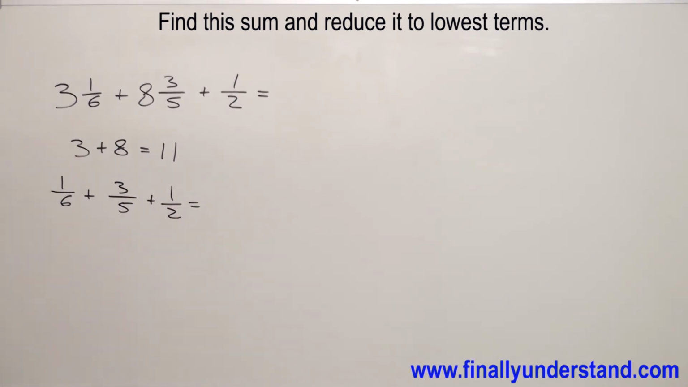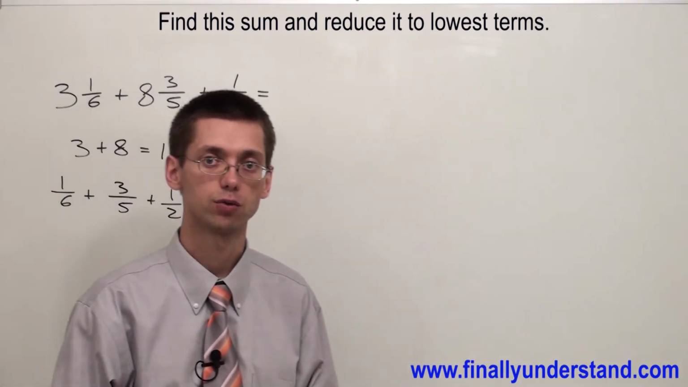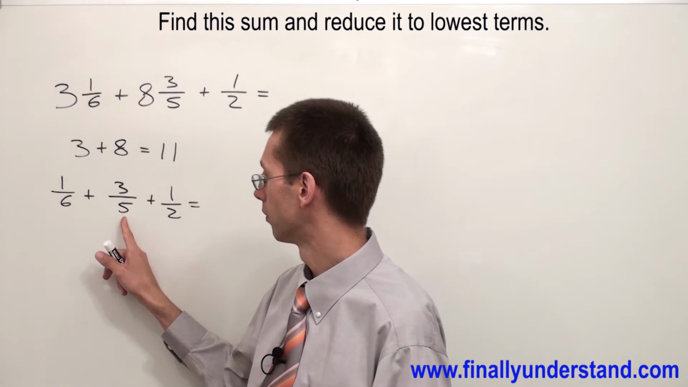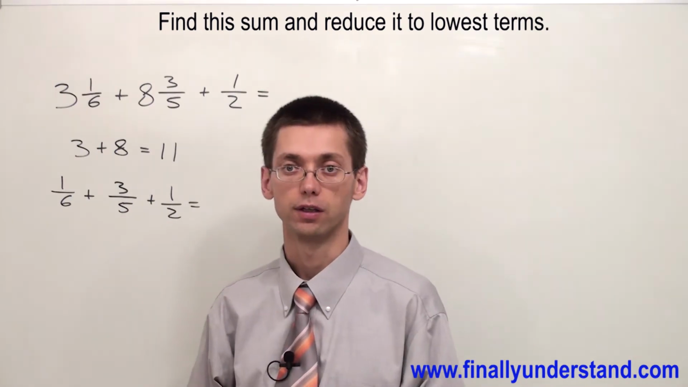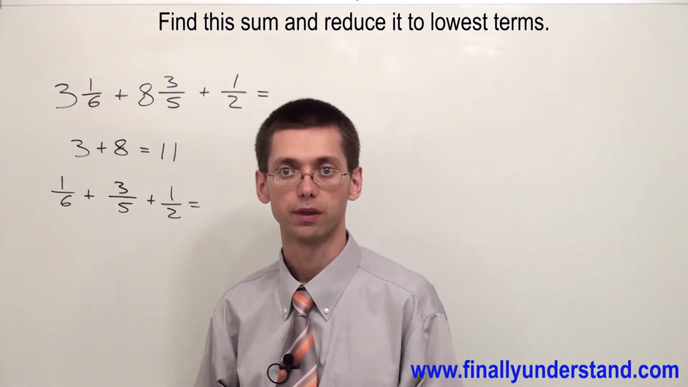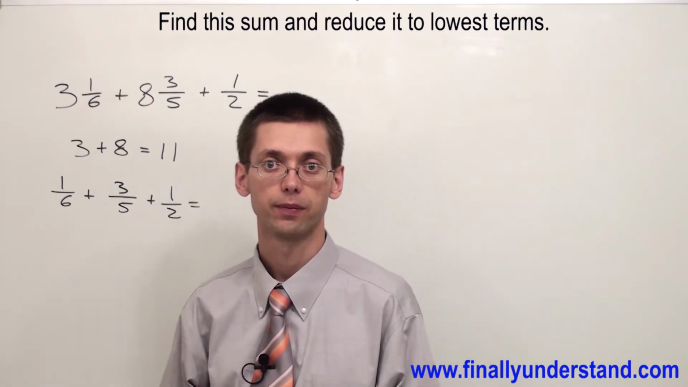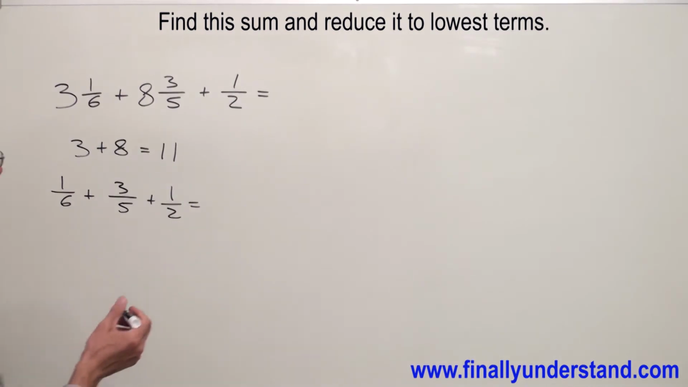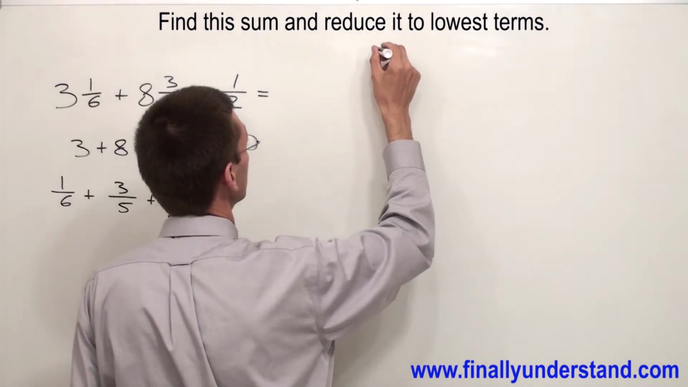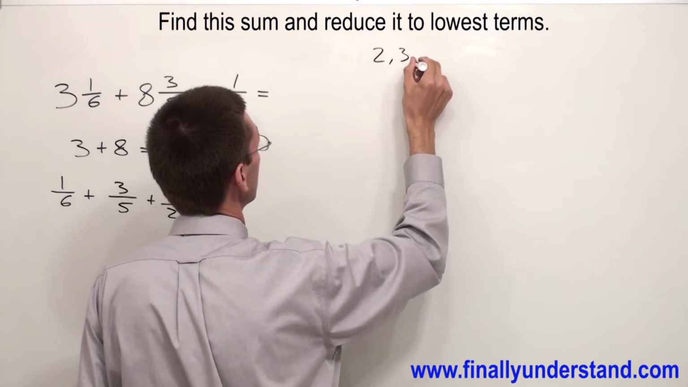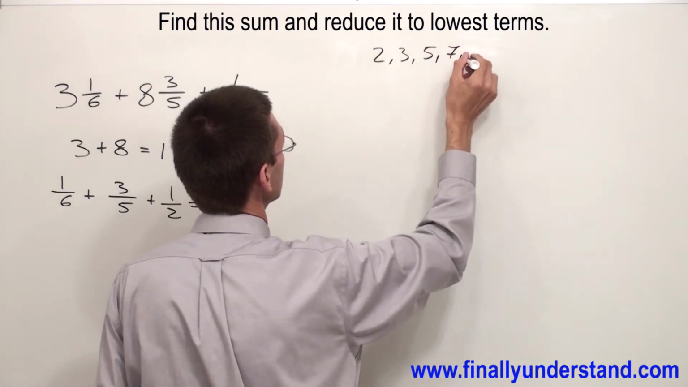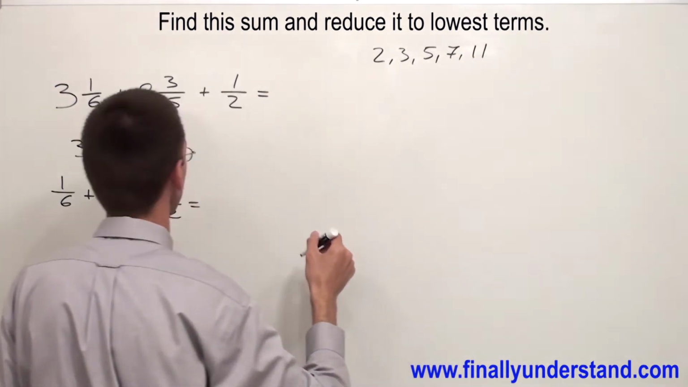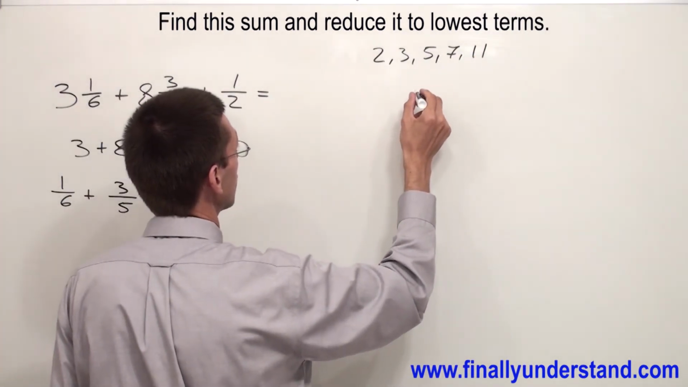Common denominator. In order to add these fractions, we're supposed to find a common denominator. We have 6, 5, and 2. The common denominator is 30. Every one of you is seeing that? For those who are not, let me just remind you the prime numbers, which are 2, 3, 5, 7, 11. Okay, I believe this is going to be enough for us at this moment.